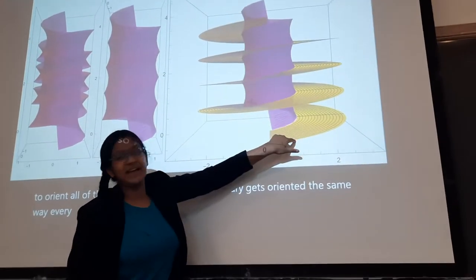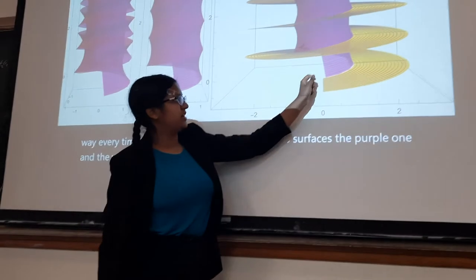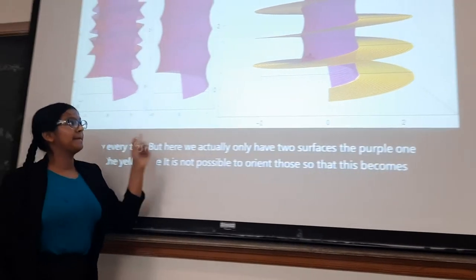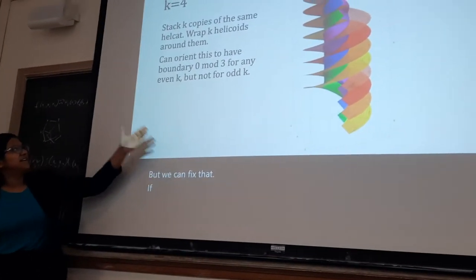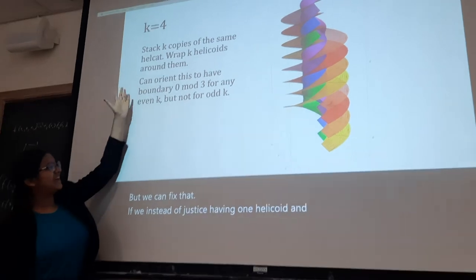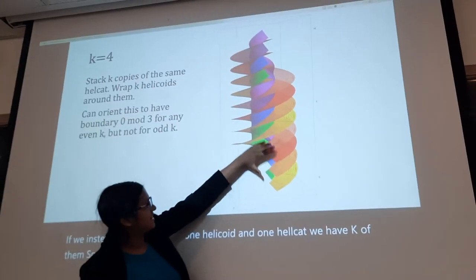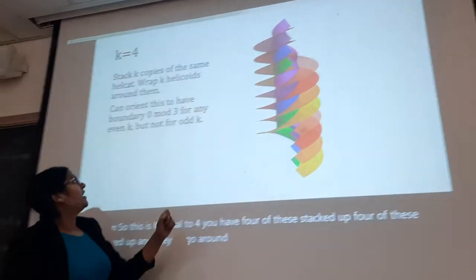But here we actually only have two surfaces, the purple one and the yellow one. It is not possible to orient those so that this becomes 0 mod 3. But we can fix that. If we, instead of just having one helicoid and one helicat, have k of them. So this is k equal to 4. You have four of these stacked up, four of these stacked up, and they all go around and around together.